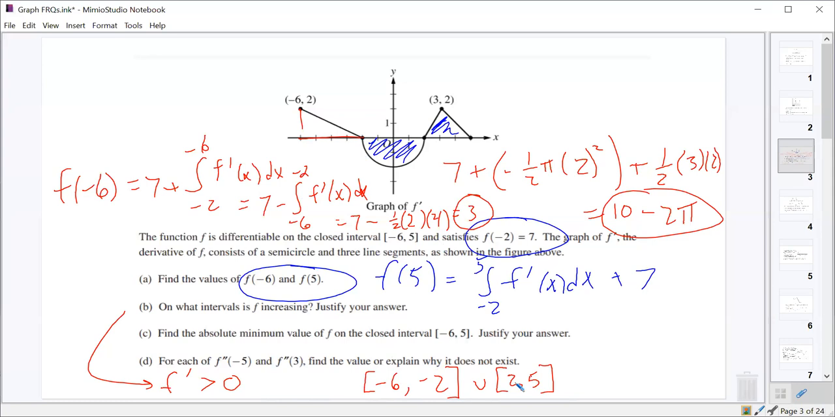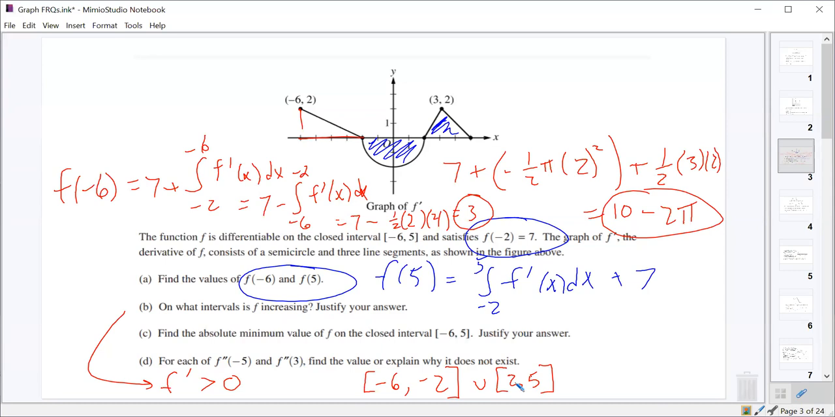Good or no? Everyone's good there? Any questions at home on part B? Everyone here is good. All right, part C.